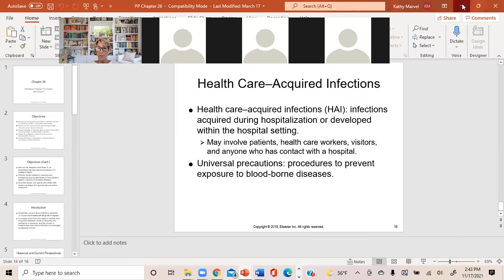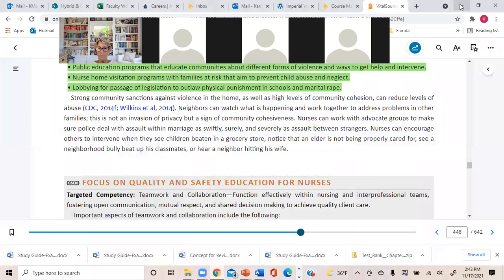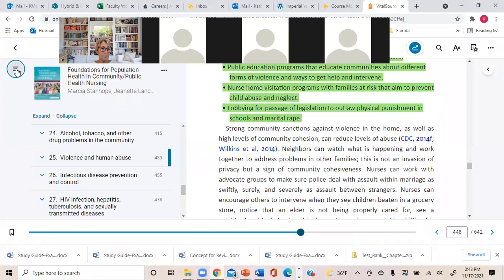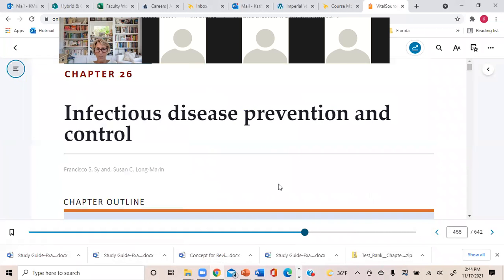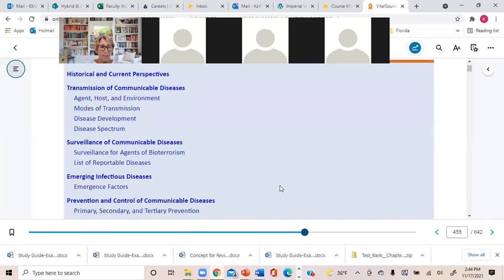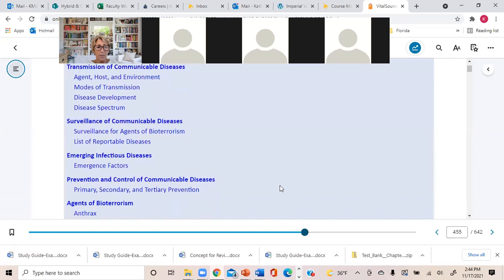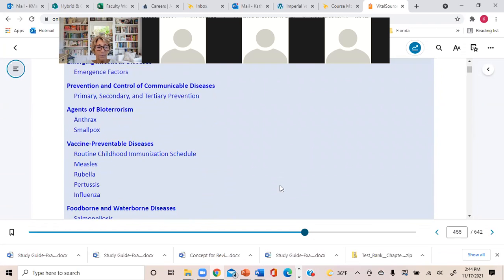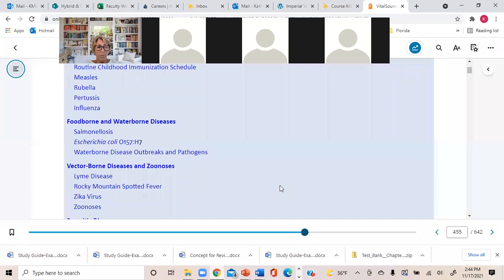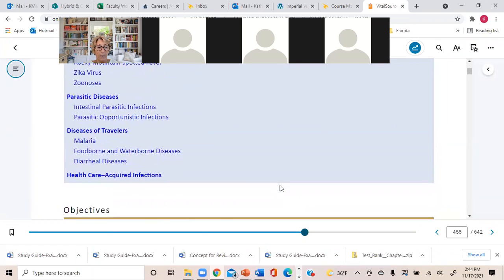Okay. So let's see. Okay, I'm on chapter 26 in the book now. I'm at page 455. So here's our outline. Okay, transmission, surveillance, emerging, vaccine preventable diseases. We just went through this. That's our whole PowerPoint right there.